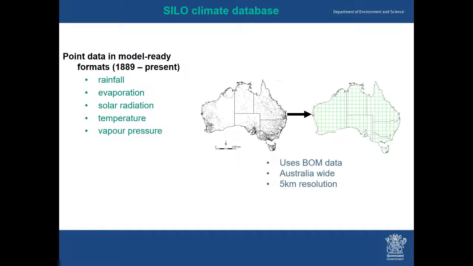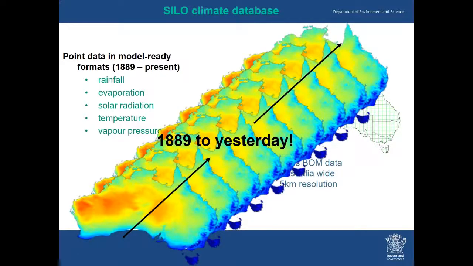Where does it come from? Well, it uses BOM data. It's Australia-wide. It's on a 5K resolution, and we take the point station data and we make it into a grid. So we interpolate it. So essentially, what you get is data from 1889 to yesterday.